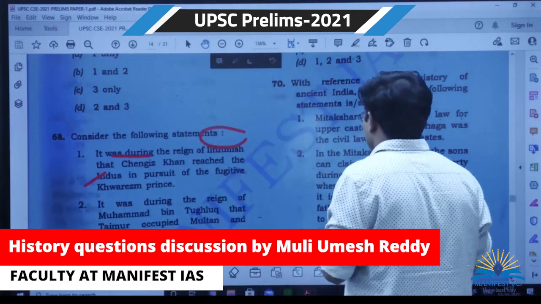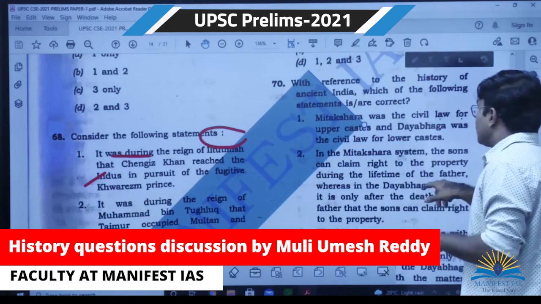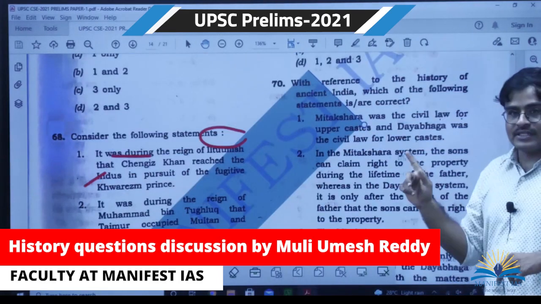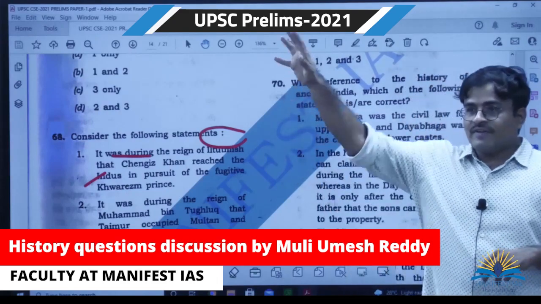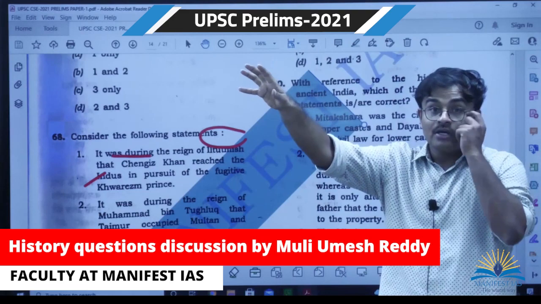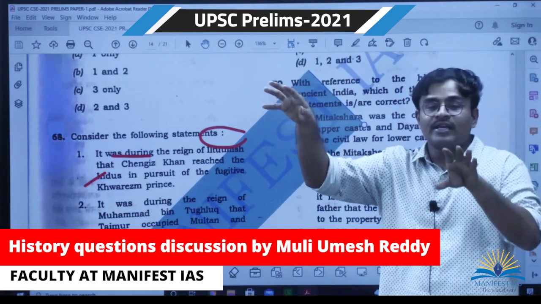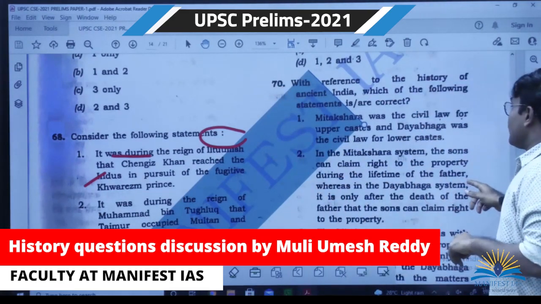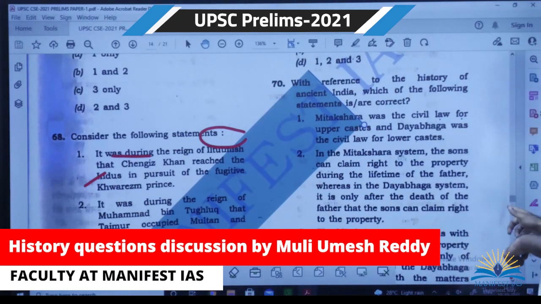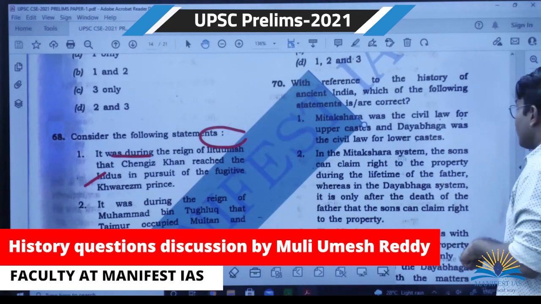So the answer for this question: the first statement says that Mitakshara was the civil law for the upper caste and Dayabhaga was the civil law for the lower caste. That statement is wrong, because Dayabhaga is in a different place and Mitakshara is in a different place. Dayabhaga is in Eastern India, Bengal, Bihar, these kinds of regions, whereas Mitakshara is in the rest of India. Then the second statement: in the Mitakshara system, the sons can claim right to the property during the lifetime of the father, whereas in the Dayabhaga system, it is only after the death of the father that the sons can claim right to the property.